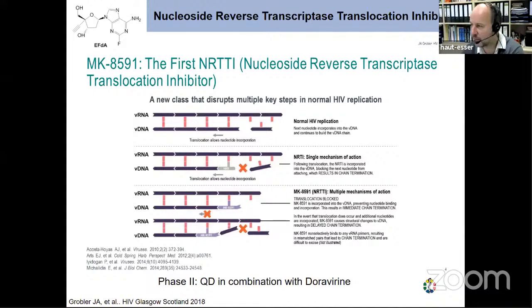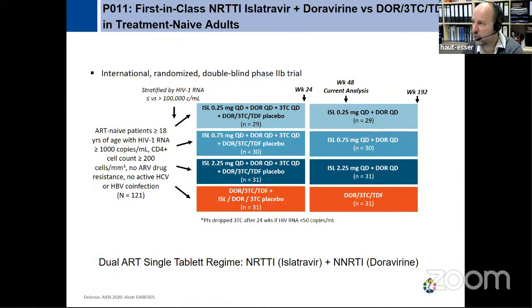It's very hyped by the company, and so there is a new first in class islatravir used in the study. But what is interesting regarding Doravirine is that they plan a single tablet regimen, the combination of Doravirine and islatravir. And islatravir has a very nice pharmacokinetic profile, so it's possibly also a drug for long-acting strategies.